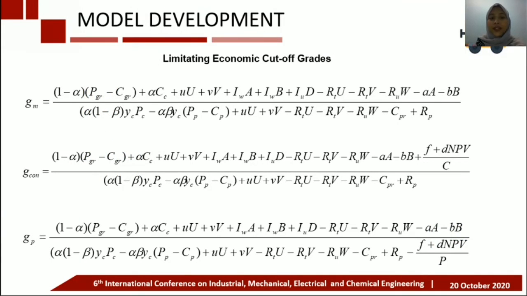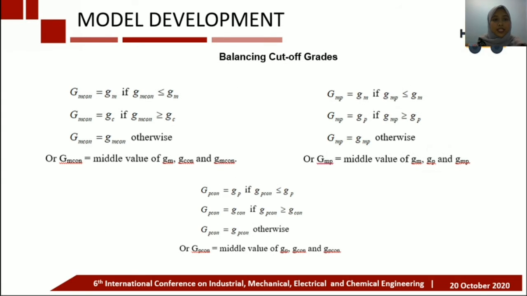To determine the cut-off grade, we have to derive the function of NCF or net cash flow for each process. This is the value of cut-off grade due to the limitation in the mining capacity, concentrate capacity, and pelletizing capacity. After limiting, the next step is balancing the cut-off grade to get the optimum cut-off grade. There are some rules for the balancing process, as you can see on the slide.